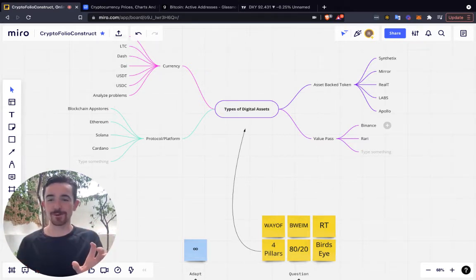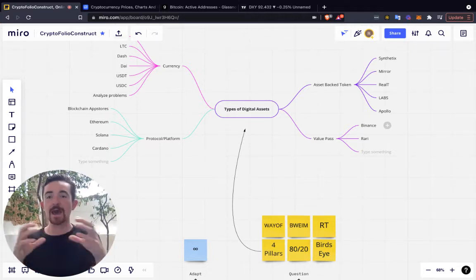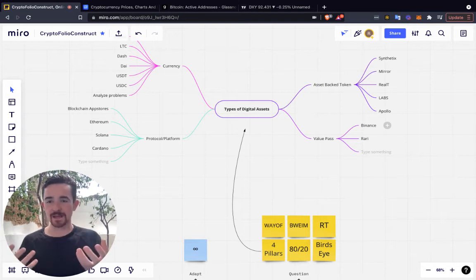Bitcoin is not trying to be Rarible. So again, encompassing all these things in the category of crypto is almost a mistake, right? You really have to go digital assets. What are the different categories of digital assets? Those are the four pillars.